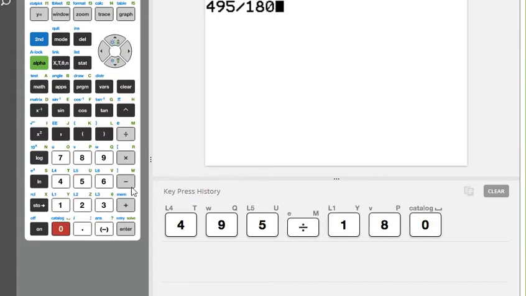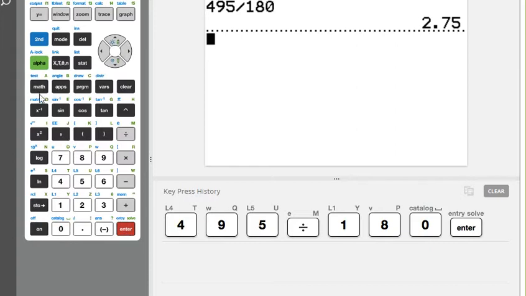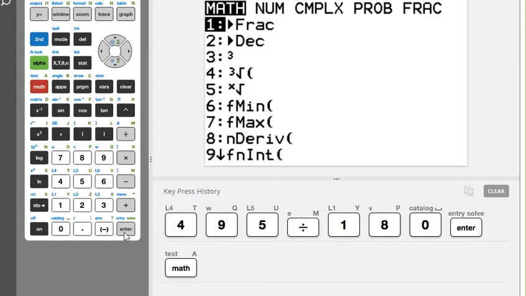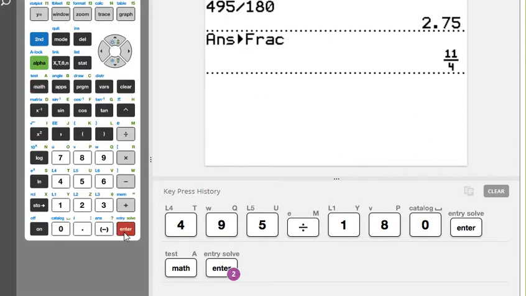Here's my suggestion. Let's just do it on the calculator. 495 divided by 180. And then you can hit the math key over here, hit the math key and then press enter twice. And it turns that into a nice fraction in lowest terms. Ooh, that's pretty cool. I like that.